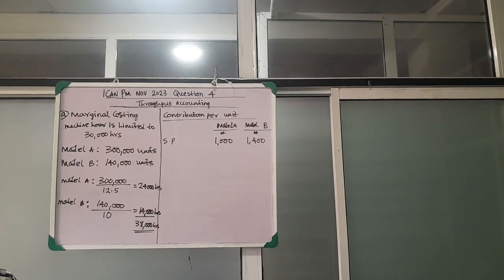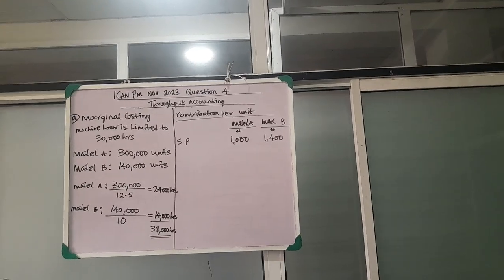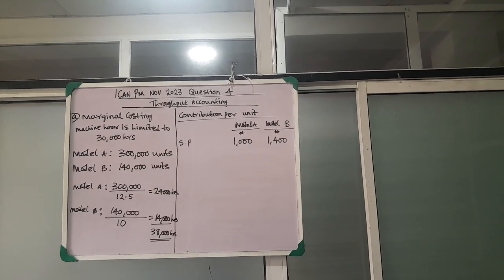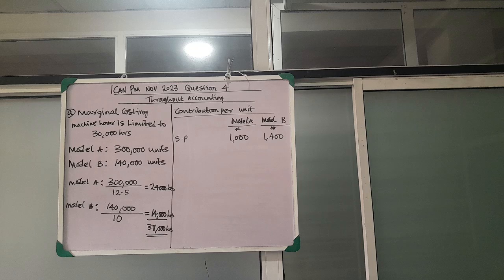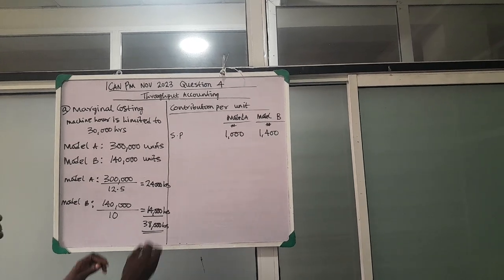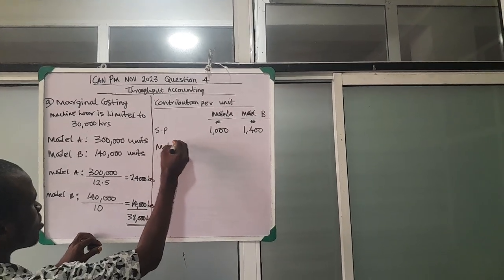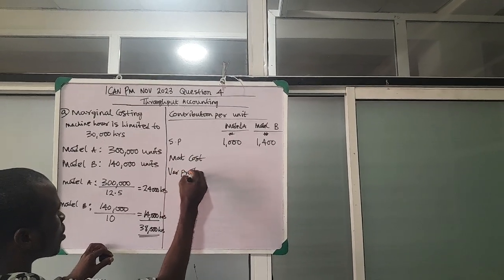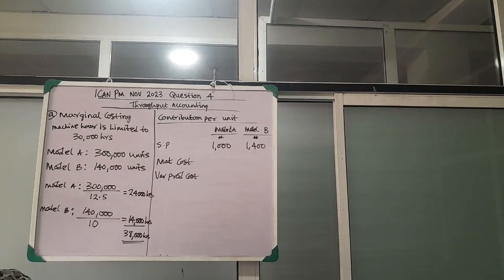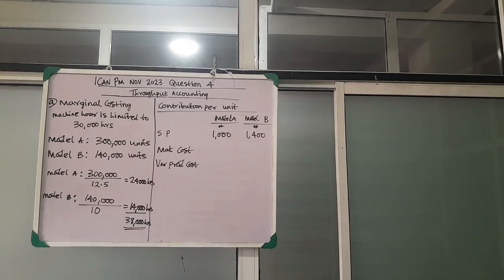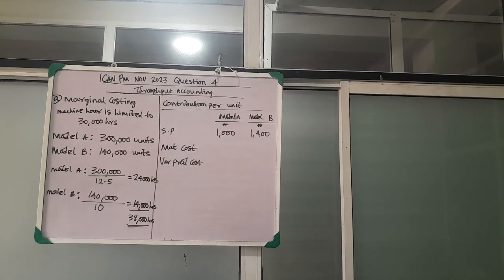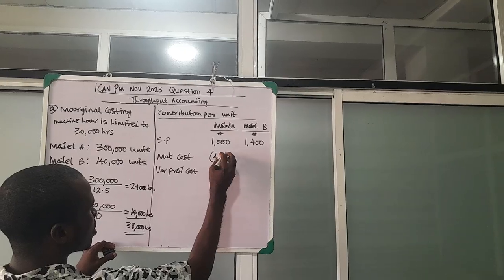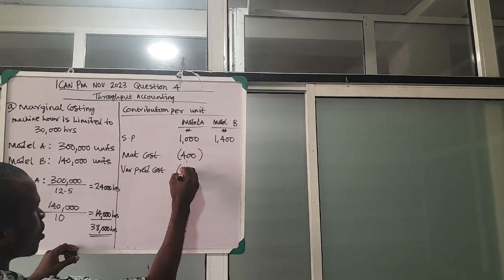Now less the variable cost. For the variable cost, we have material cost and variable production cost. So material cost, as we have in model A, is 400. Then the variable production cost is 100. So I will less them, 400, and the variable production cost is 100.